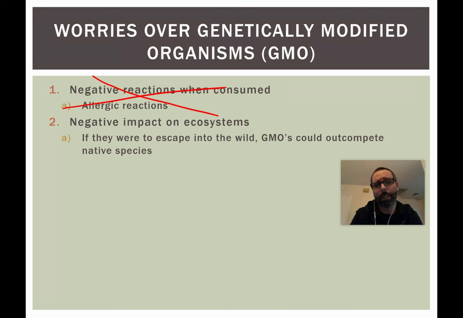The real danger would be on ecosystems. What if they escaped? What if those giant salmon got into the river? Are they going to eat all the food and all the little salmons, the natural, the native salmons? Are they all going to die? Right? Like, we don't know that.